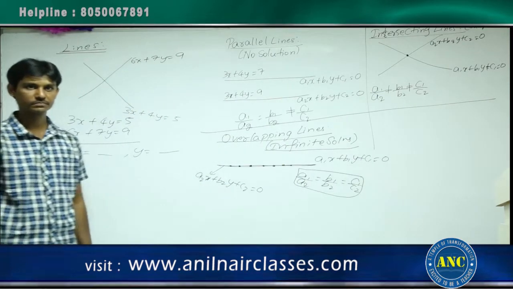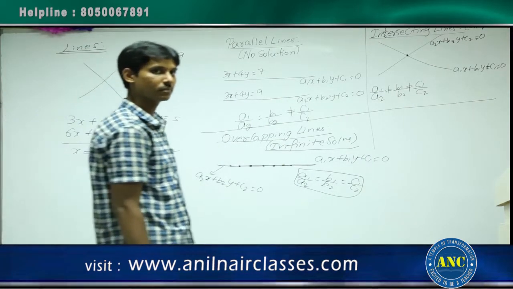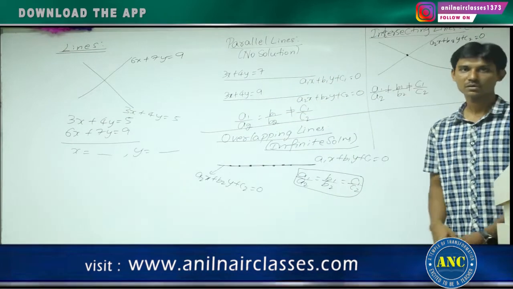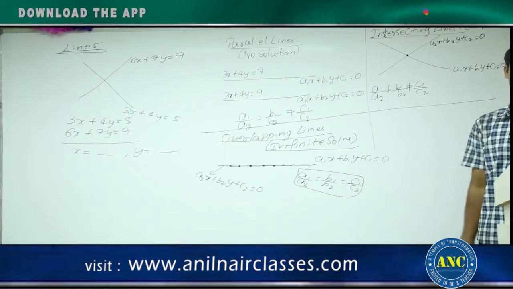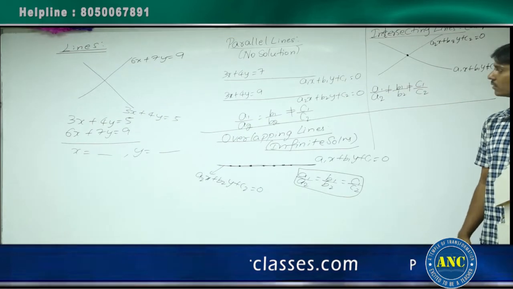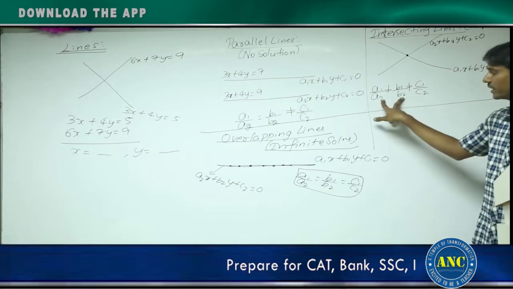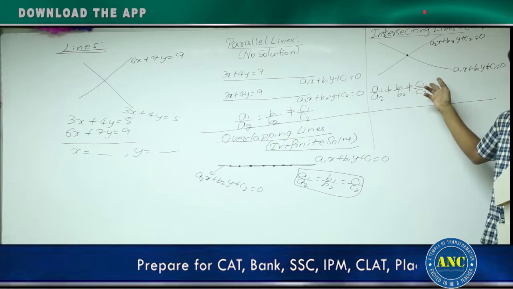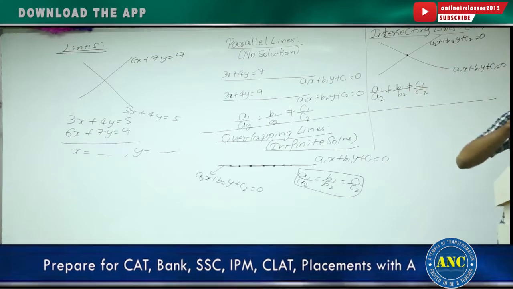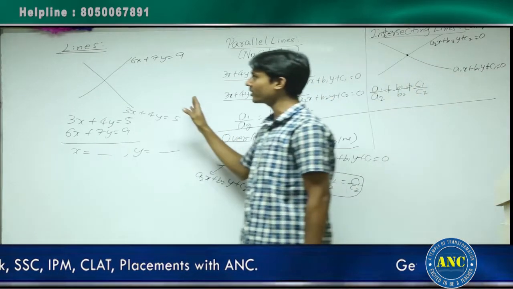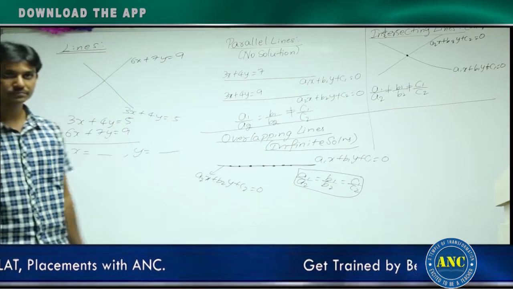Tell me, Sanjeeb. Sir, in the intersecting lines, the third condition is not required. Not required, but it can be there also. Means if a1 by a2 equal to c1 by c2 also, it will intersect, right? It will intersect. This is the main one, but this also can be a possibility sometimes. It depends on the question. This question is talking about this, so I took that.